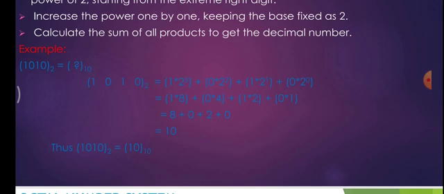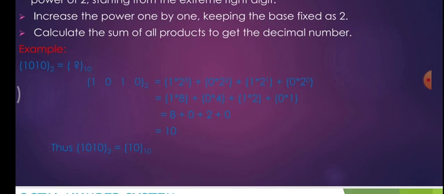We have a binary number 1010, so we will start the conversion of this binary number to decimal number. We will start from the right digit, that is 0. 0 multiplied by base 2 whose power is 0, plus 1 multiplied by base 2 whose power is 1, plus 0 multiplied by 2 whose power is 2, plus 1 multiplied by 2 whose power is 3. As you can see, the power of 2 is increasing 1 by 1.